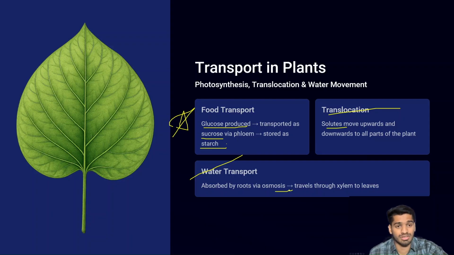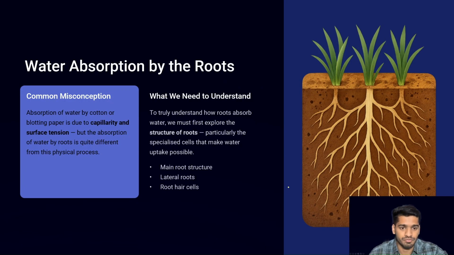There is a word which is known as osmosis. Water is being absorbed by the roots by the process of osmosis. Now you need to understand what is osmosis. So before we understand the absorption of water by the roots, let's understand how water is being absorbed. If you have a cotton and you place it over water, it is getting absorbed.